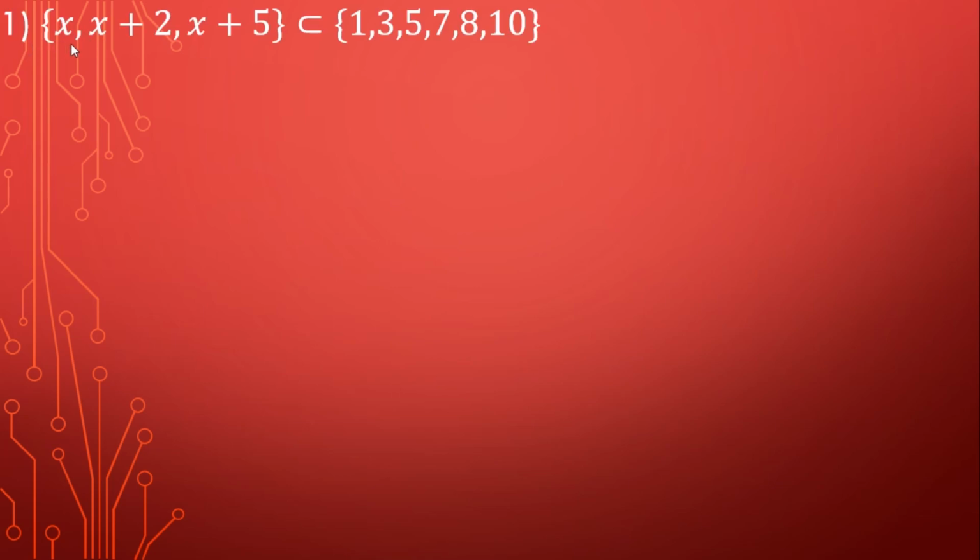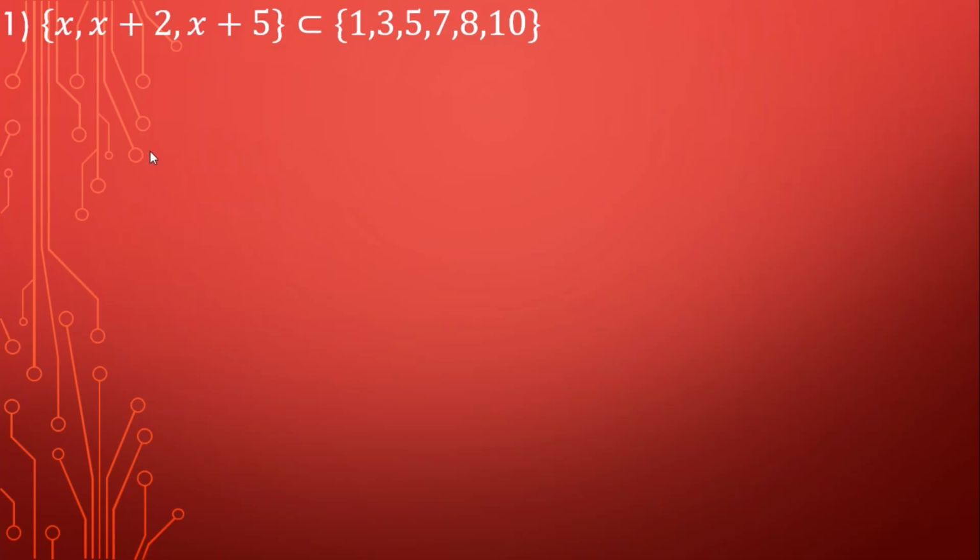We are going to calculate x in such a way that this is a subset of {1, 3, 5, 7, 8, 10}. X should be an element in {1, 3, 5, 7, 8, 10}, and it should be less than or equal to 5. We try 1, 3, and 5 because if we substitute x by 7, we get 7 plus 5 equals 12. It doesn't belong to this set.